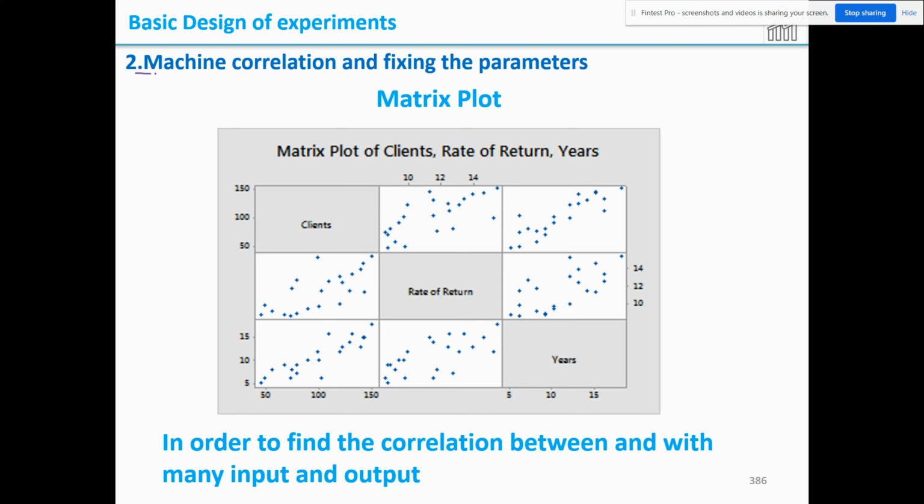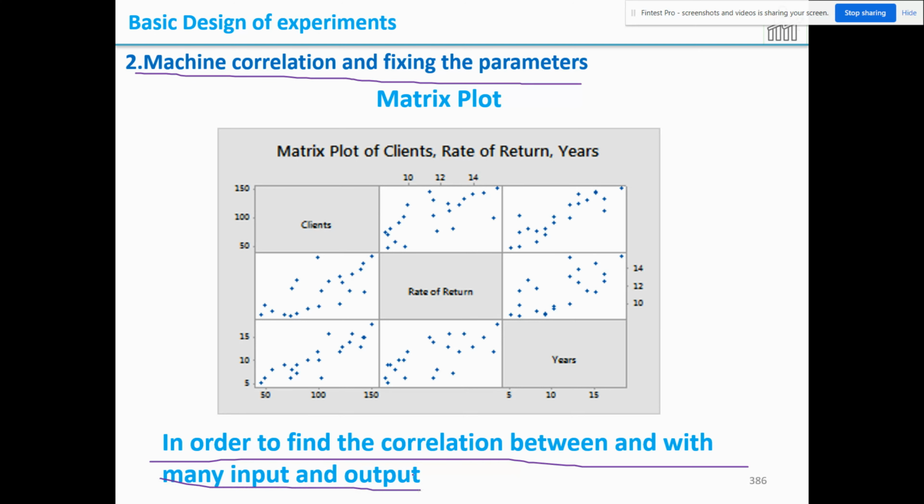Then machine correlation and fixing the parameter, in order to find the correlation between many inputs and output. Once you do the machine parameter correlation, then you will understand which one has to be fixed parameter, which is variable parameter. So based on that, you're going to fix the parameters.